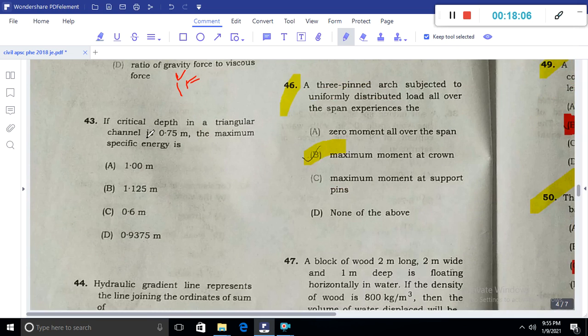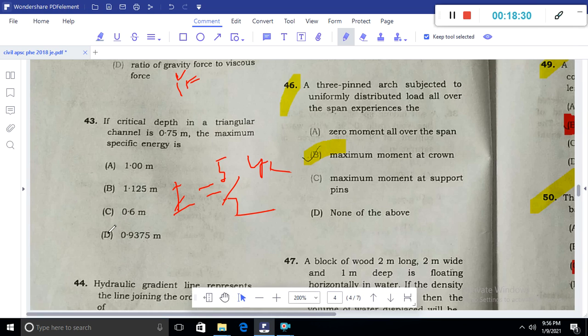The critical depth of a triangular channel is 0.75. The maximum energy E is nothing but 5/2 YC. So 5/2 YC jeti ami korim, so I can get the maximum critical depth, which is approximately 1.125. That is nothing but 1.25 of YC.